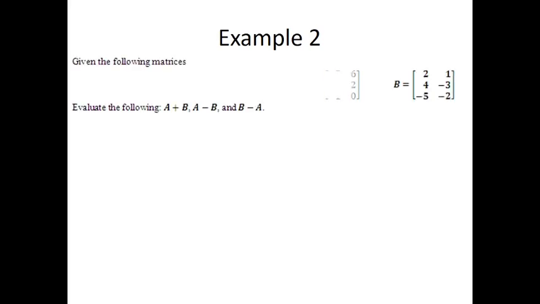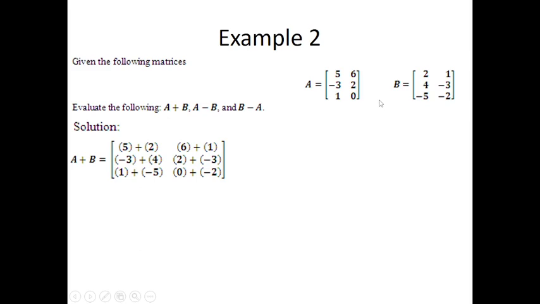Now for the second example, given the following matrices, A, we have this matrix, and B, we have this matrix. Evaluate the following: A plus B, A minus B, and B minus A. For A plus B, since they are of the same size, we can add the corresponding elements.